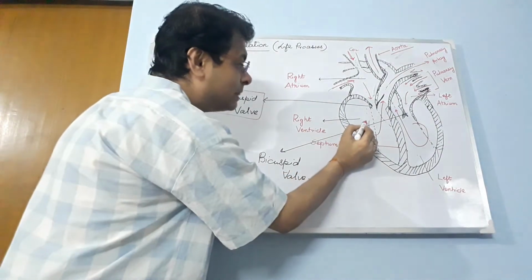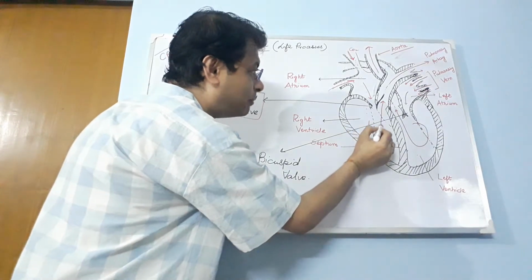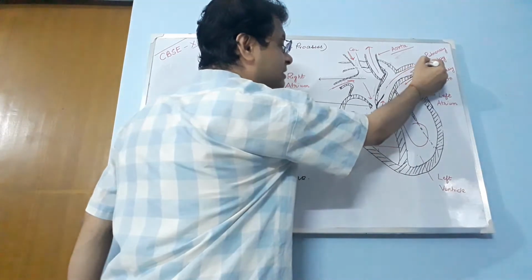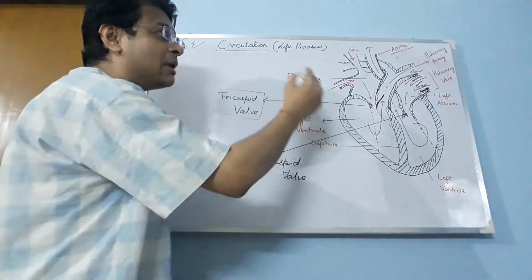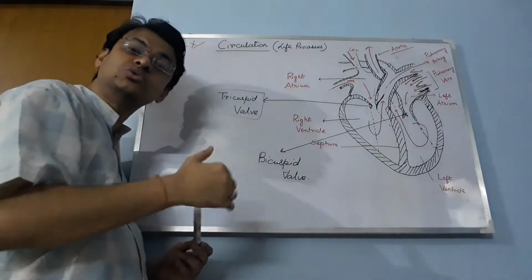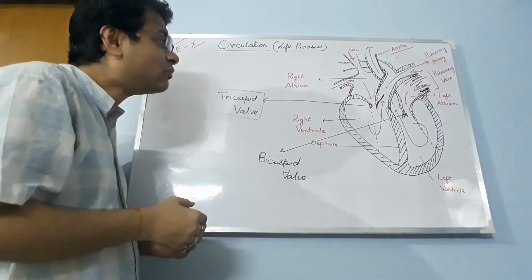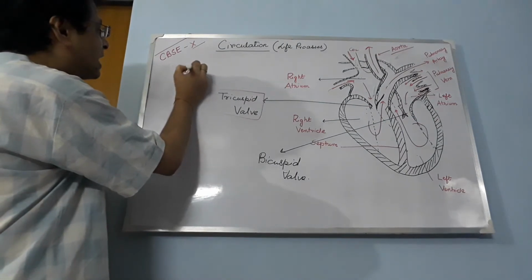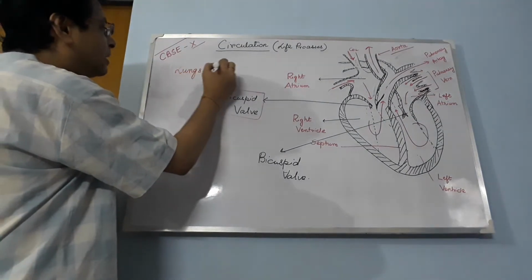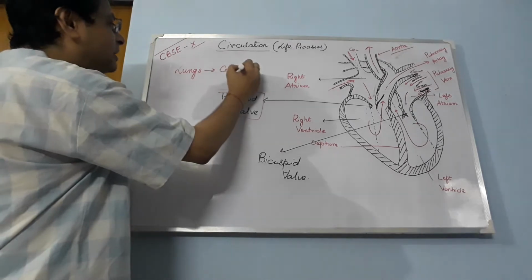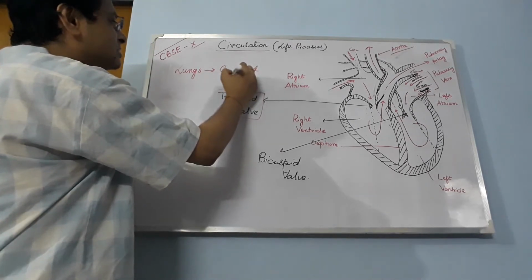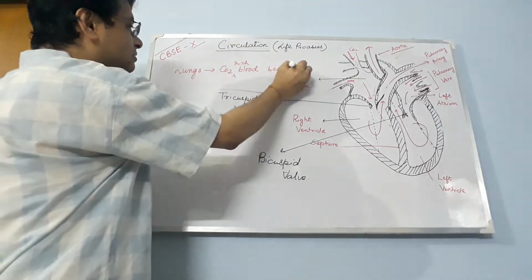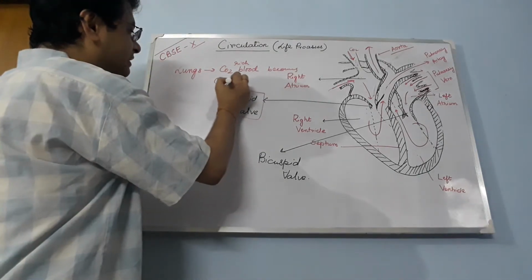Now, from the right ventricle, the blood flows to the pulmonary vein. This is the pulmonary vein, this part. From the pulmonary vein, the blood goes to the lungs. What happens in the lungs? In the lungs, CO2 rich blood becomes oxygenated.